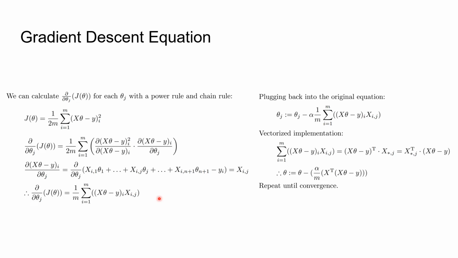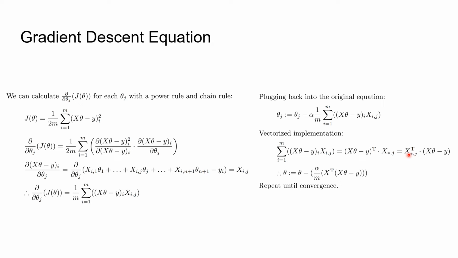However, this equation is not vectorized. There's a summation and there's no matrix multiplication involved. So in order to vectorize this, let's just investigate this sum for now. This sum looks a lot like a dot product. It's a summation of the products of corresponding elements of x theta minus y and the jth column of x. Here's the summation written as the dot product. This notation here just means the jth column of x. And since these are just vectors, we can swap the order and the dot product will still be the same.